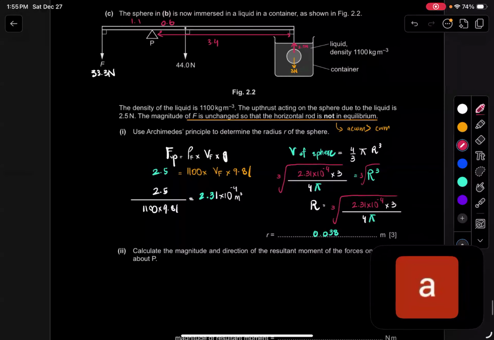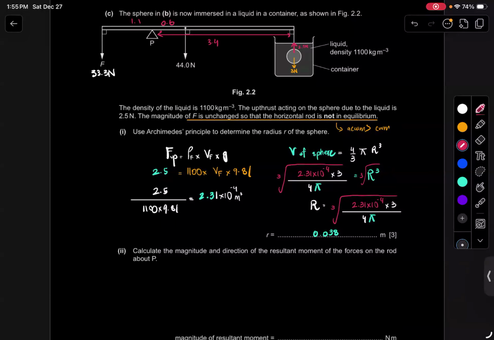Yes, Aris, did you get the answer? Simple calculation, that's it. I'm done calculating. I'm almost done. What did you get? So resultant moment is? I'm almost done calculating it. Just give me a second. Okay.